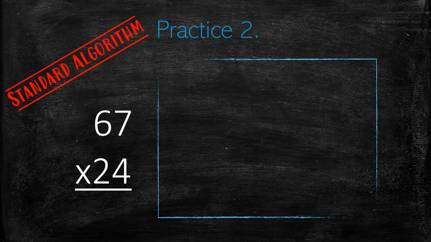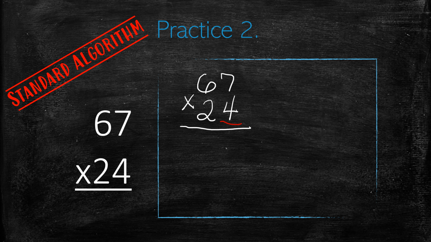All right, what's better than one practice? Two practices. So let's go ahead and do another recap of the standard algorithm, but this time we're doing 67 times 24. So I'm going to write that down in my workspace area. 67 times 24. All right. And remember, we are starting on our right-hand side, and we're going to focus at the number that's located at the bottom, which is number 4.